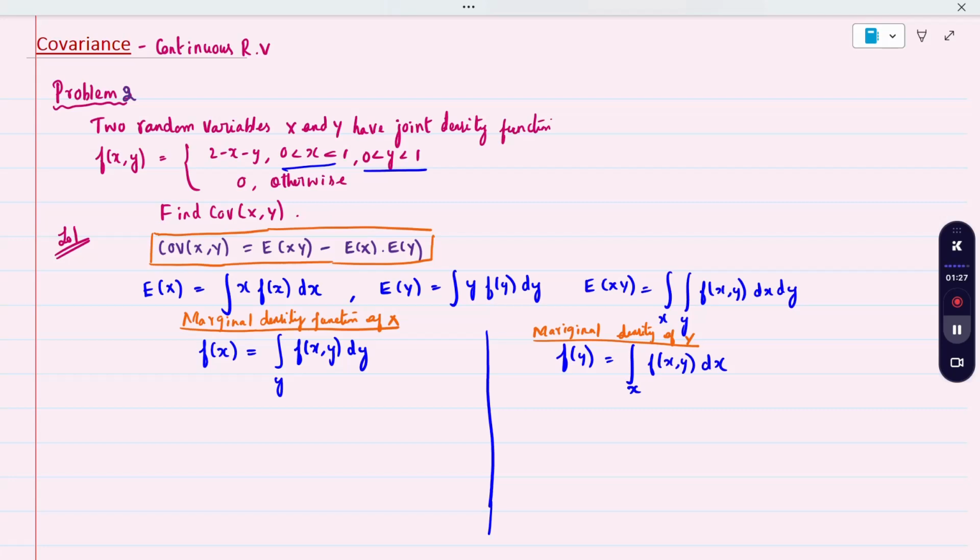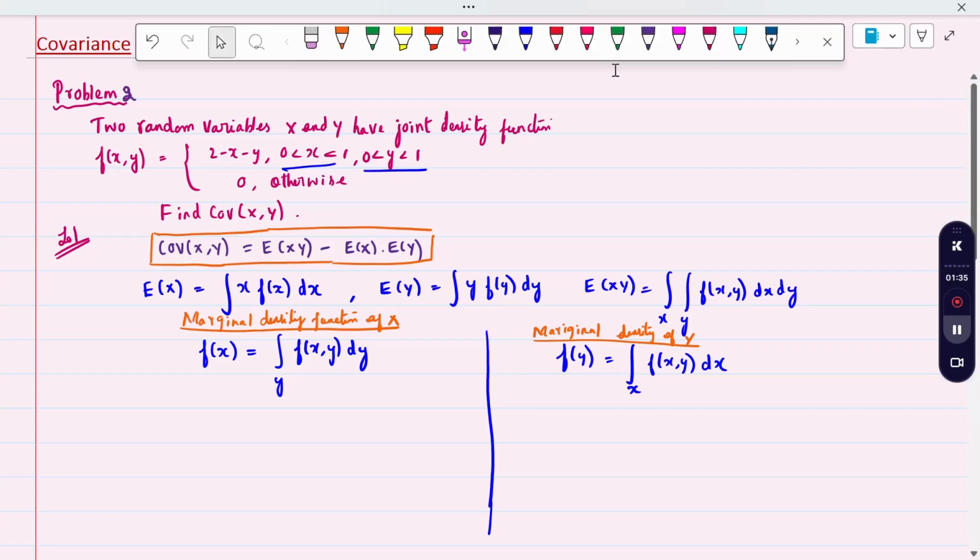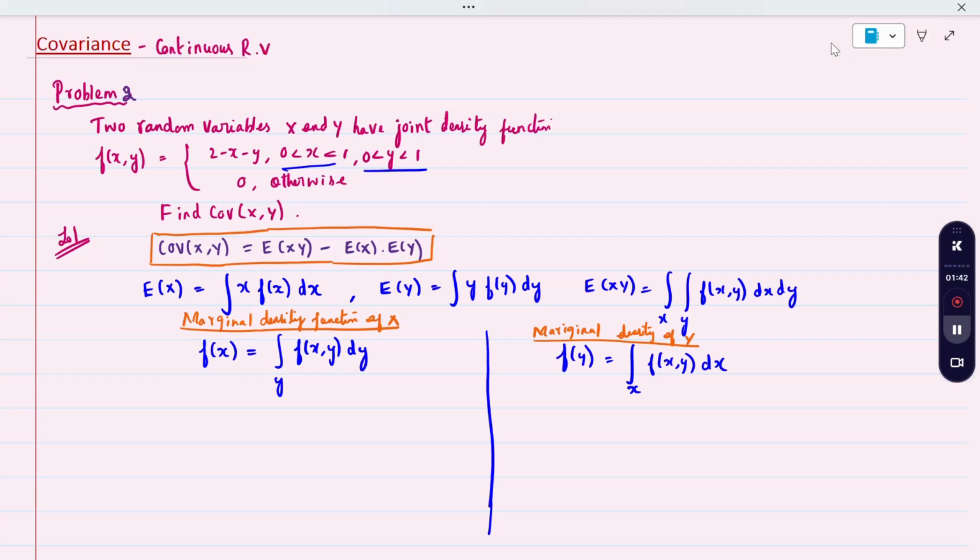f of x is the integral over y of f of x comma y dy. We know the y limit is 0 to 1. So we take the integral from 0 to 1 of f of x comma y, given in the question as 2 minus x minus y, dy. Integrating with respect to y, we get 2y minus xy minus y squared divided by 2. Substitute the upper limit and lower limit. Only y has to be substituted.